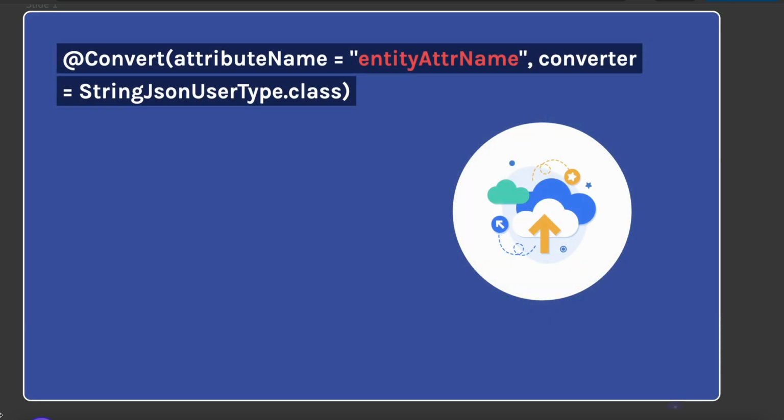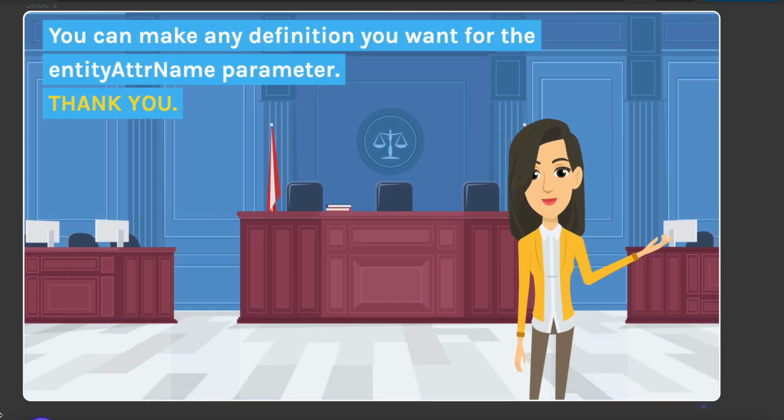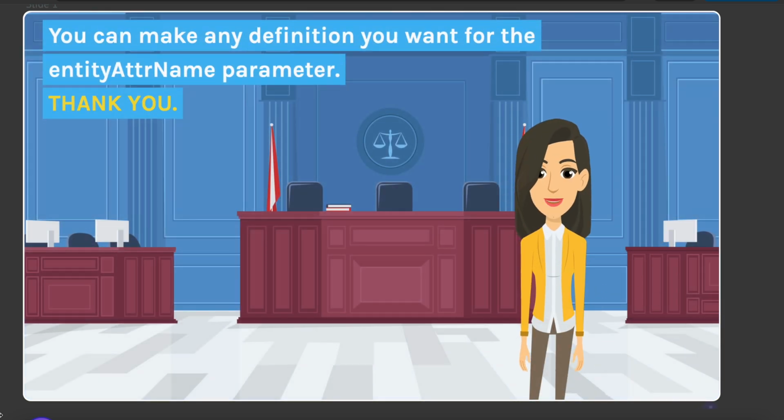@Convert(attributeName = "entity.utter.name", converter = StringJsonUserType.class). You can make any definition you want for the entity utter name parameter. Thank you.